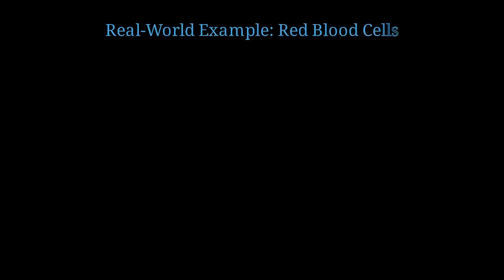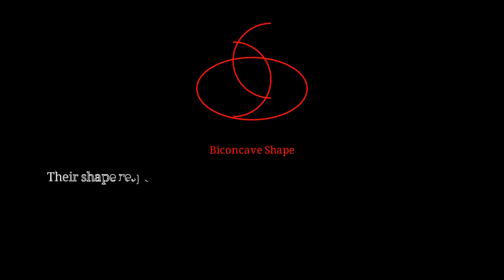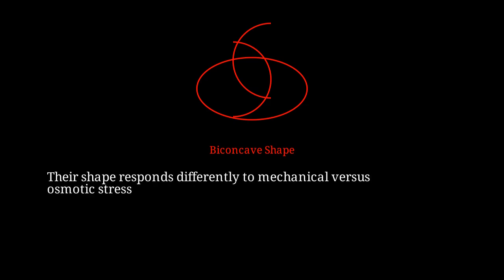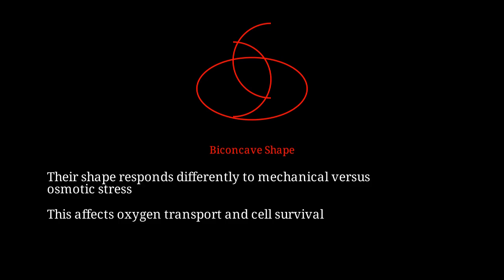Red blood cells provide a beautiful real-world example of this physics in action. Red blood cells have a characteristic biconcave shape. This shape results from osmotic pressure balance. When red blood cells are subjected to mechanical stress, like in blood flow, they deform differently than when subjected to osmotic stress from salt concentration changes. This shape response affects oxygen transport efficiency and cell survival. It's crucial for their biological function.